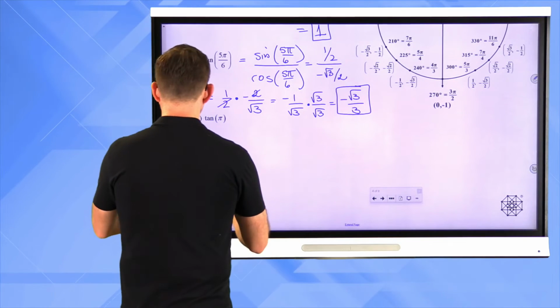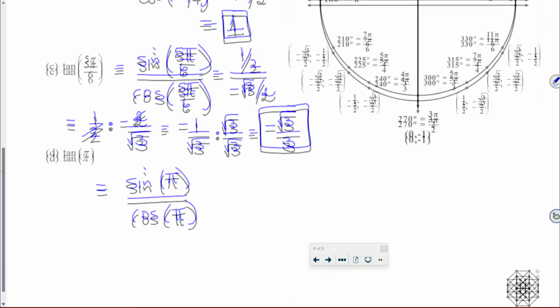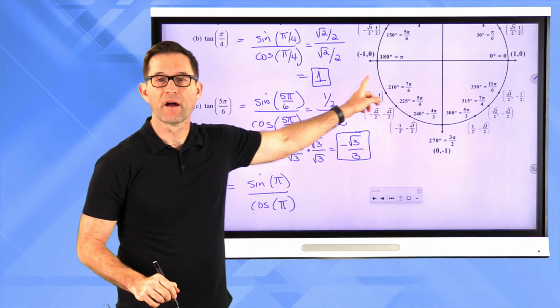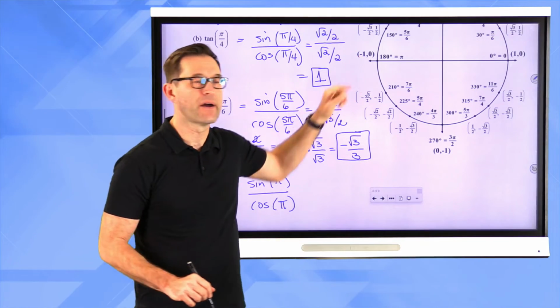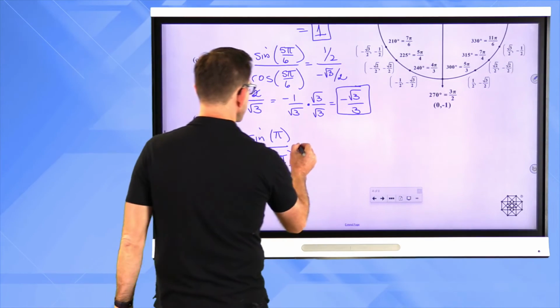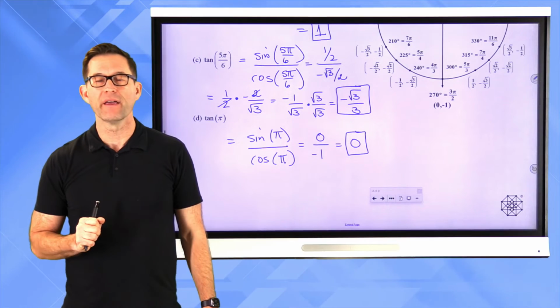Okay, well, the tangent of pi is equal to the sine of pi divided by the cosine of pi, right? On the unit circle, pi is at 180 degrees. The sine value is 0. The cosine value is negative 1. So we get 0 divided by negative 1, and we would never want to leave it like that. And we find that the tangent of pi is 0.